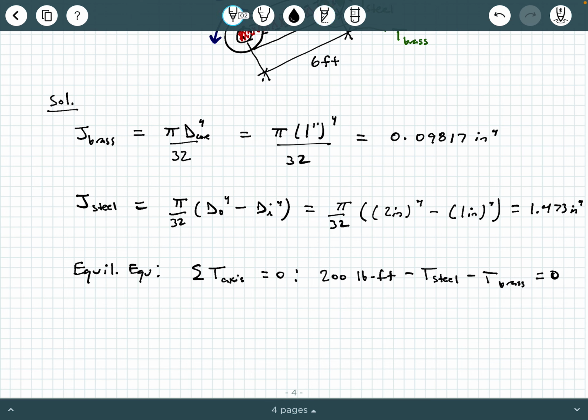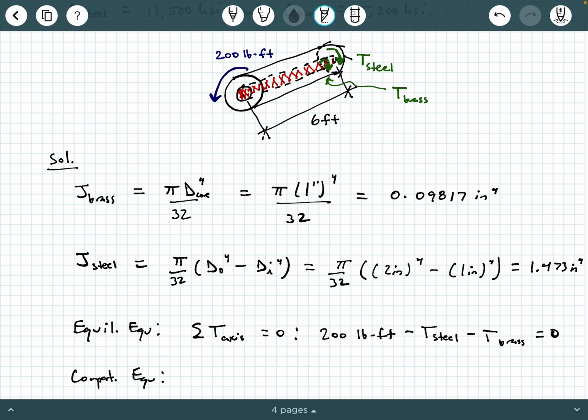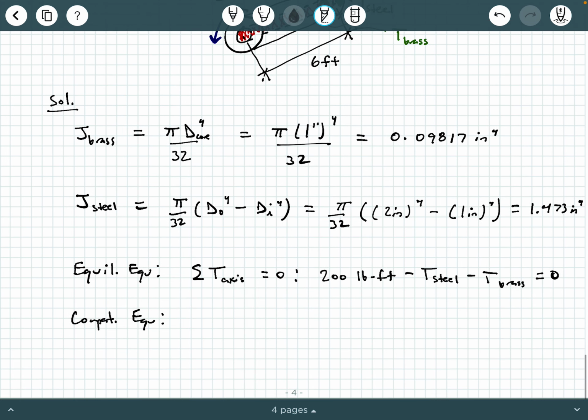Okay. Now, what about our compatibility equation? I'm going to write compat equation. All right. How do we set this up? Well, our compatibility equation is going to be based on the fact that each of these two materials, the tube and the core, are going to twist together, okay? So because they are two materials that are bonded and they are twisting together, each of their angles of twist will be equal to one another. So we're going to be able to say that phi steel is going to be equal to phi brass, okay?